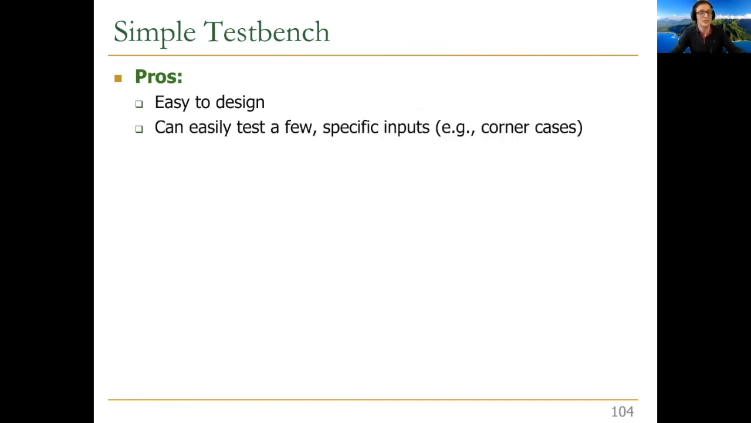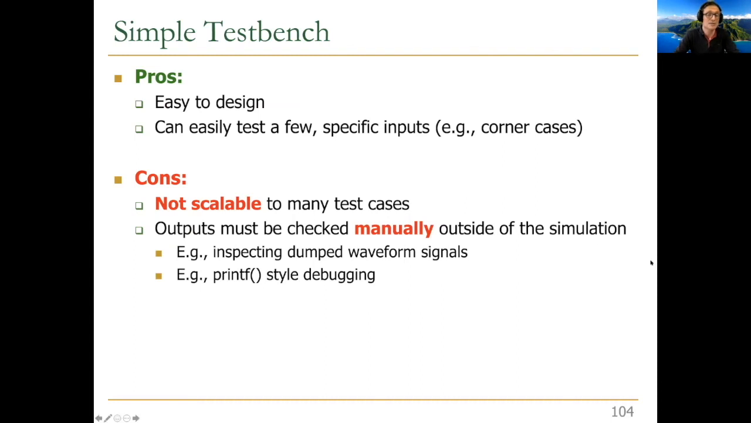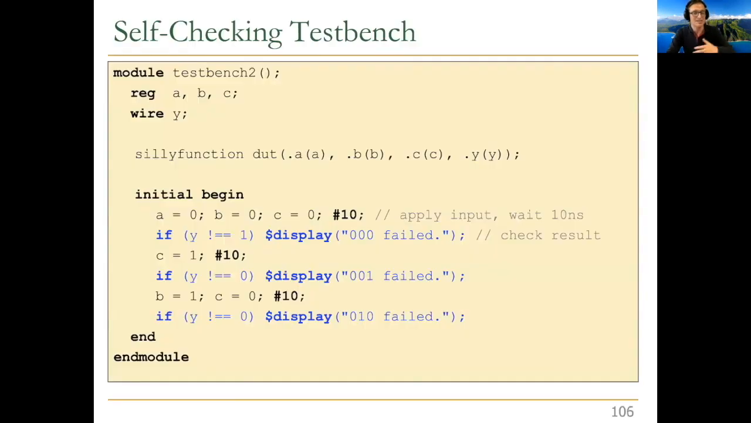You can easily test a few specific inputs, for example, corner cases, but it's really not scalable to many test cases on large circuits. And outputs must be checked manually outside of the simulation somehow. You can inspect dumped waveform signals, you can do printf style debugging, but none of them are really that scalable. So that brings us to the self-checking test bench, which is a little bit more advanced, let's say.